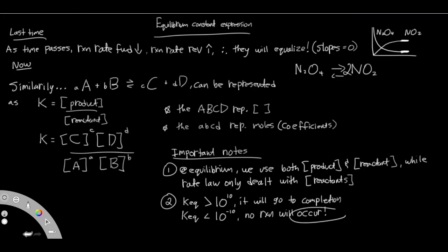So pretty much, what does this mean? Obviously, only the reactants will exist. And lastly, if Keq is equal to 1, this means that the concentration of the products is equal to the concentration of the reactants.